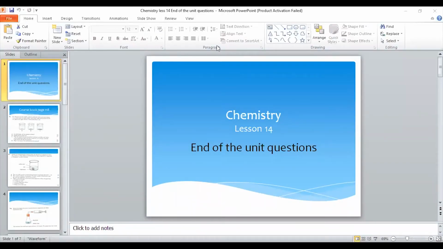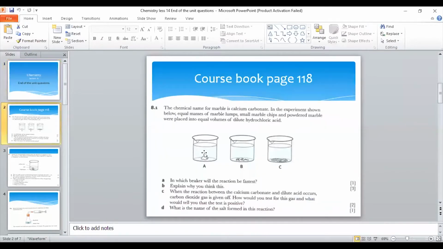Let's start with lesson 14, end of the unit questions. Let's start with the first exercise. Who is going to read that? Olivia, can you read this for us?